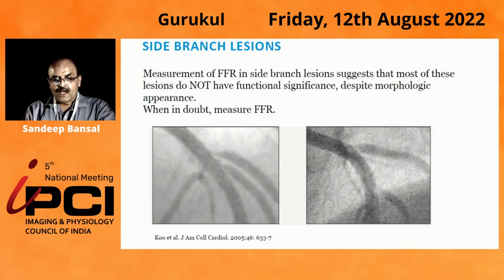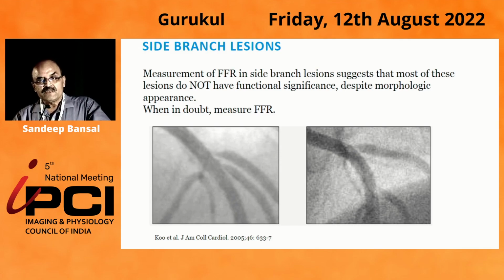One important area where it is important to realize that we need to do FFR is when we find that there is a significant stenosis of the side branch. What has been seen is that only 1/3, or rather 19 to 20%, of the side branch lesions which appear to be very significant are actually significant on FFR, and that has a great implication on our bifurcation interventions.